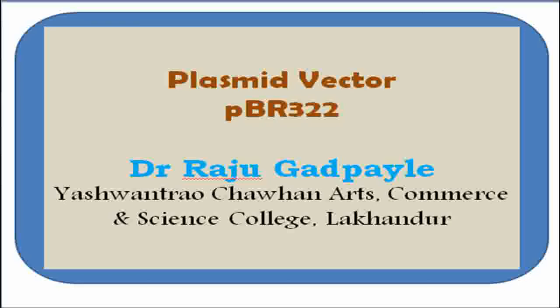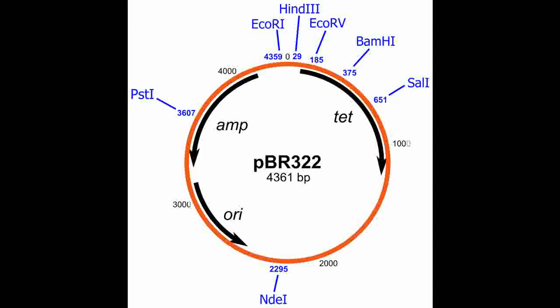pBR322. The plasmid vector pBR322 is used for cloning in routine procedures in laboratories all over the world. Let us see in detail what is pBR322.